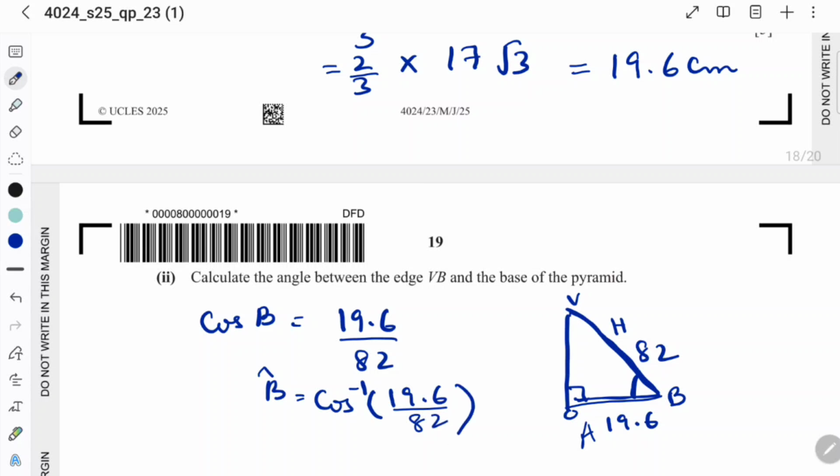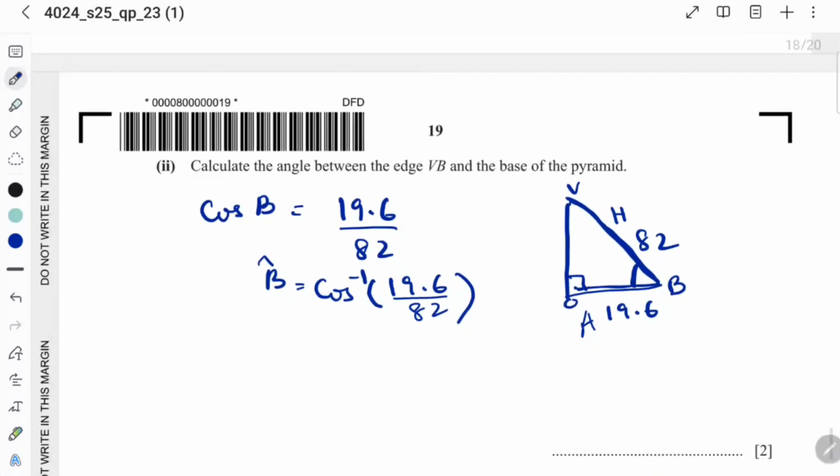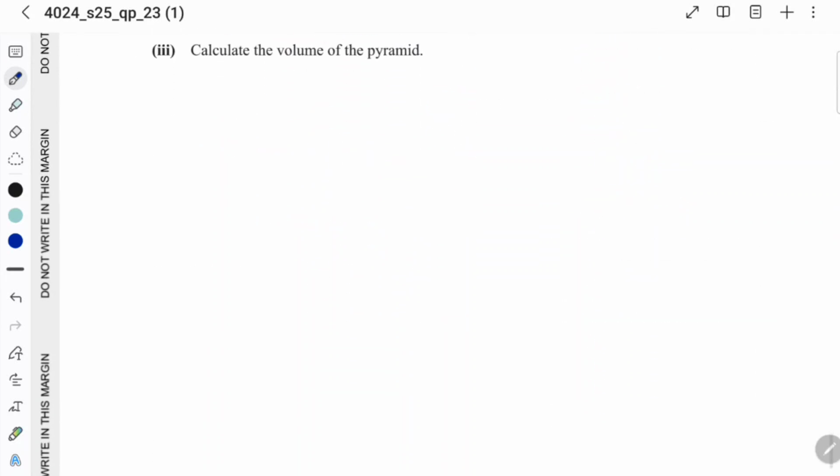Calculate how much it is. It's coming 76.1 to 76.2 is the range, so 76.1. Go to the next one.